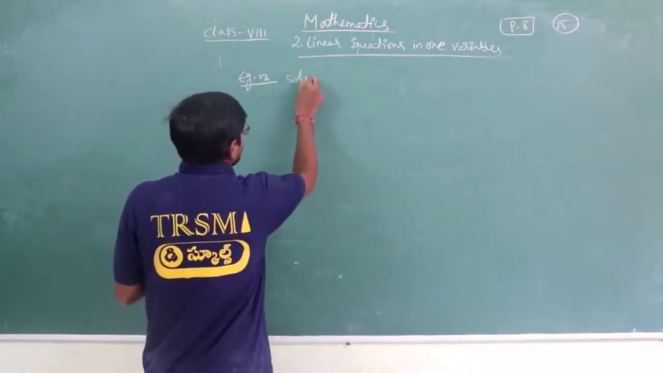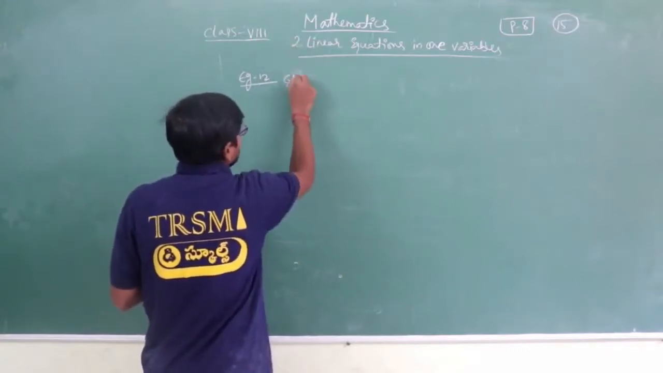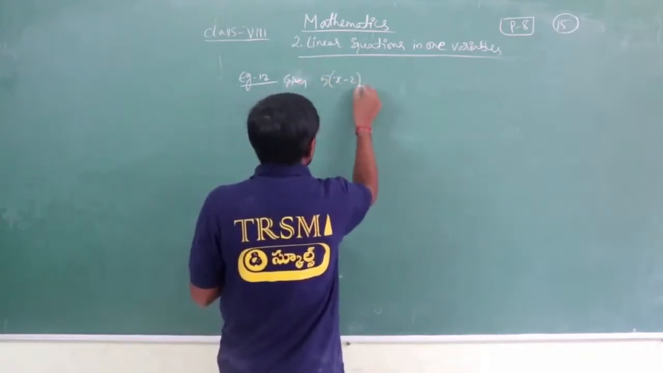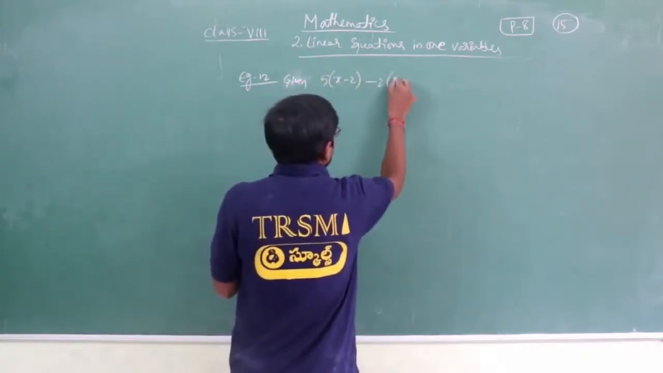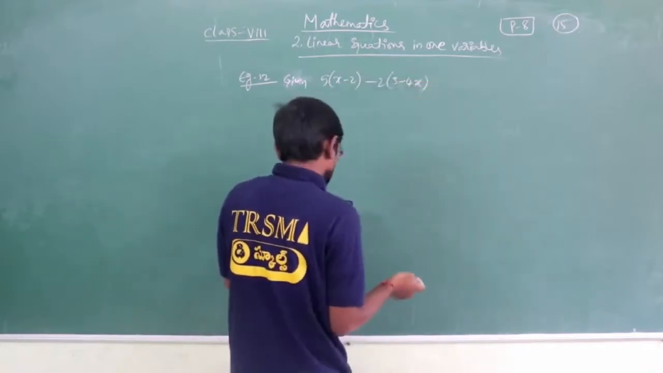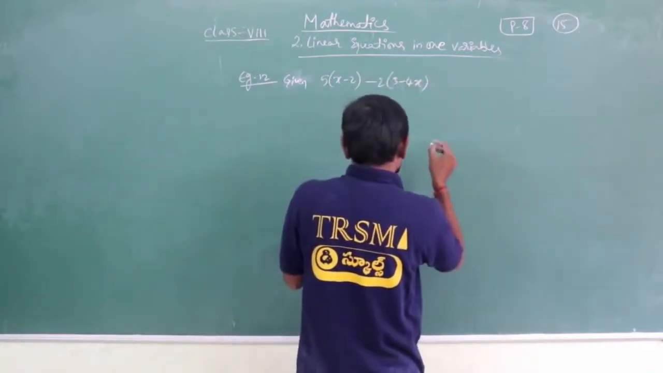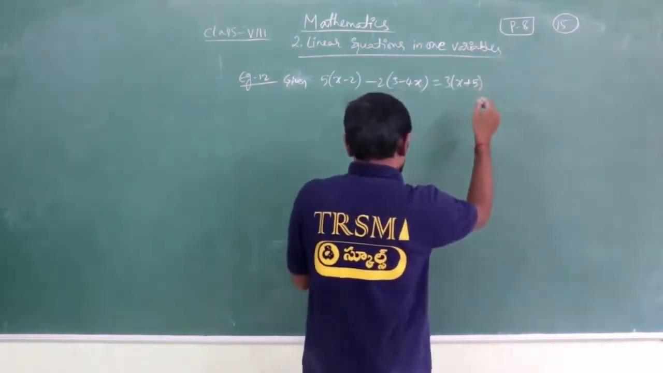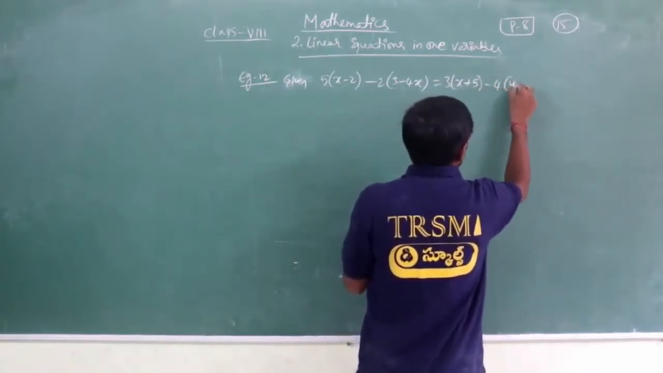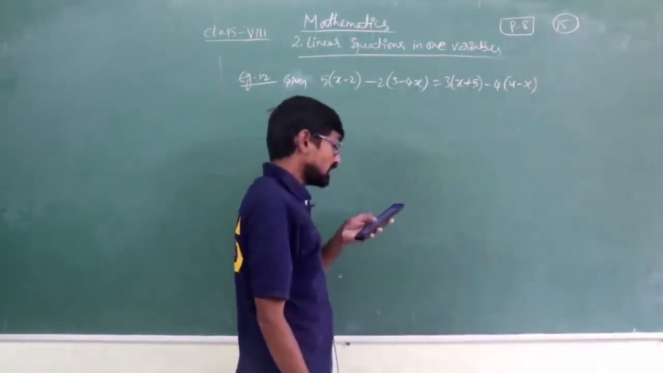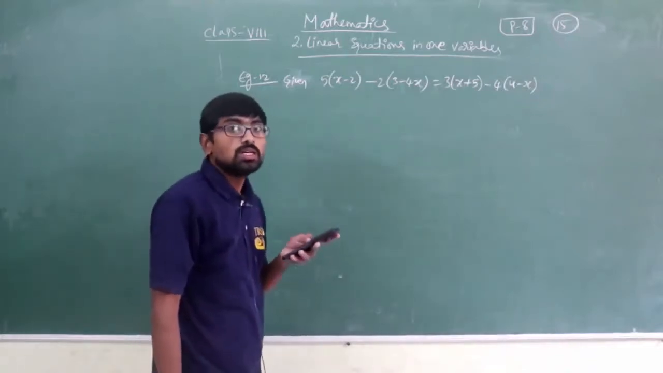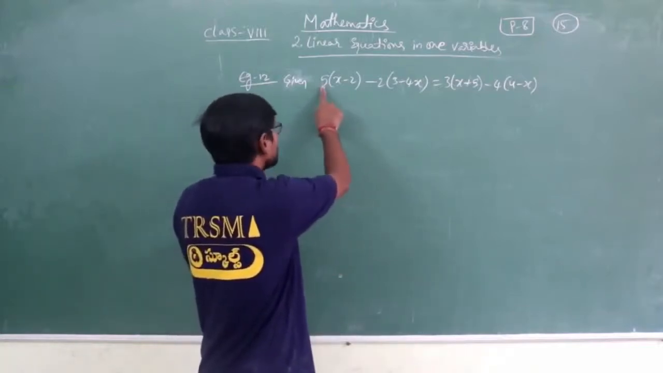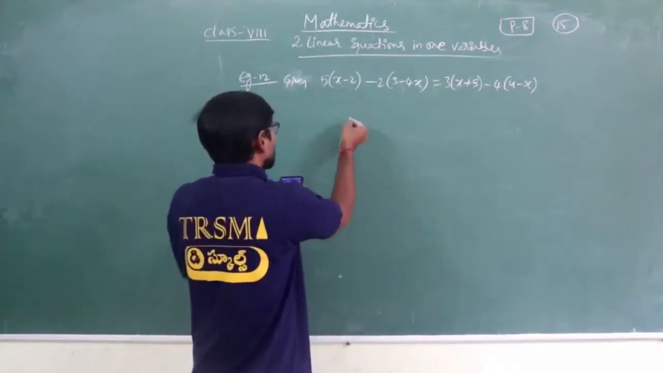Okay, what he gave, solve, or directly I am writing the given. He had given the equation as 5 into x minus 2 minus 2 into 3 minus 4x, that equals 3 into x plus 5 minus 4 into 4 minus x. So this is what he had given in the question. Let me check all the algebraic symbols whether I have written correctly or not. So I am seeing here 5 into x, here I have written it wrong.